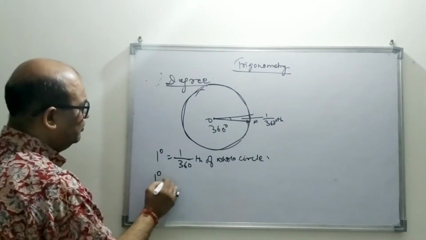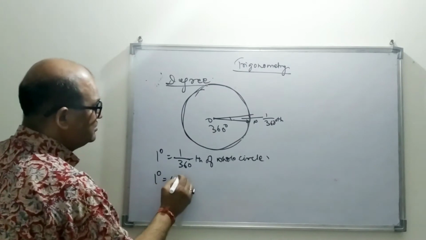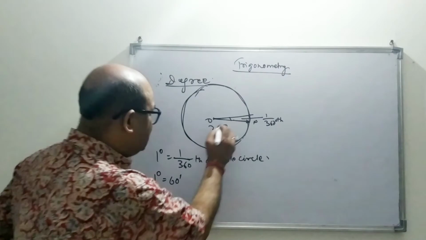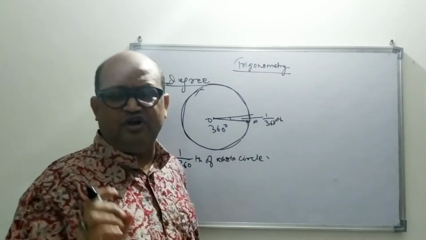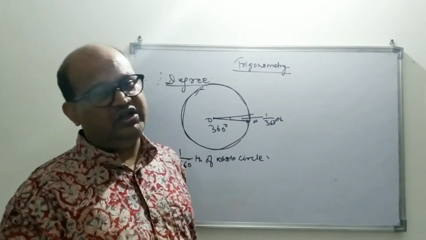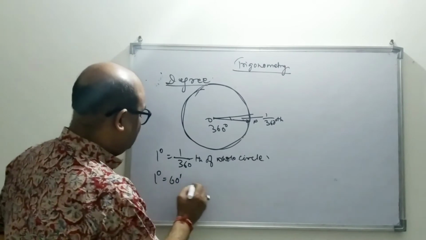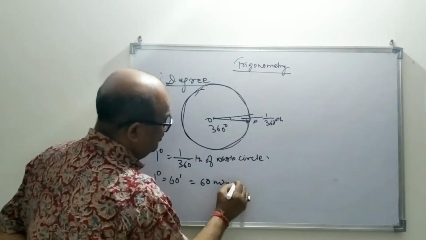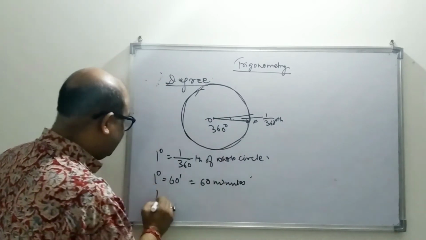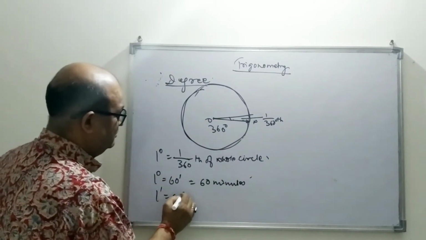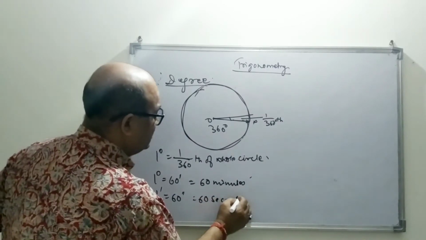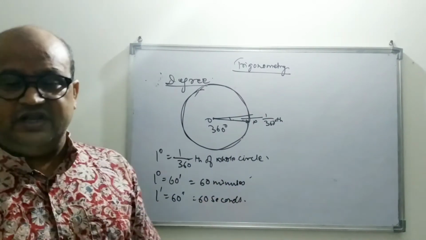Now, what is 1 degree? 1 degree is equal to 60 minutes. This is the symbol of minutes. This 1 degree is divided further into very small parts called minutes, that is equal to 60 minutes. And this 1 minute is equal to 60 seconds. So, these are the measure of degree.